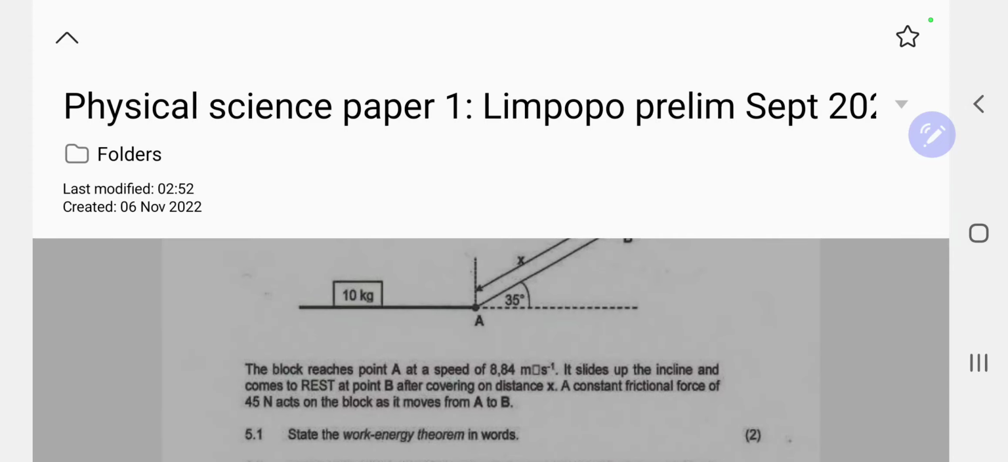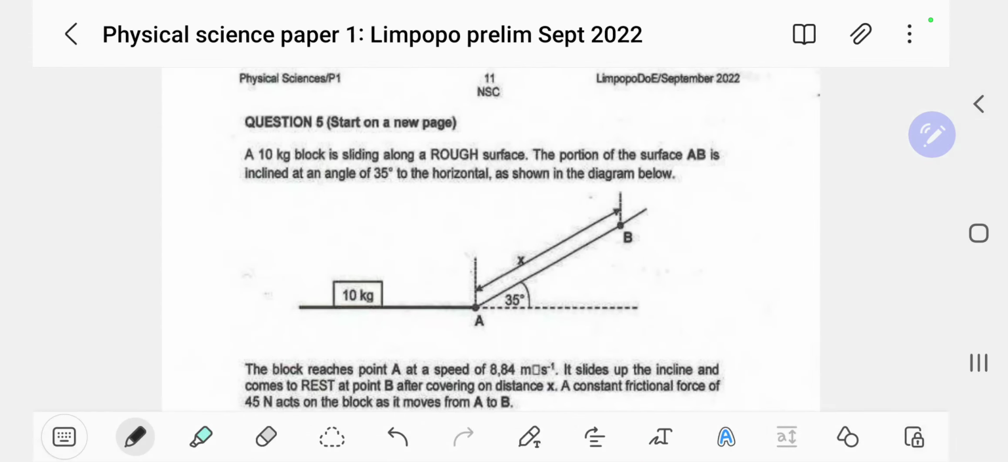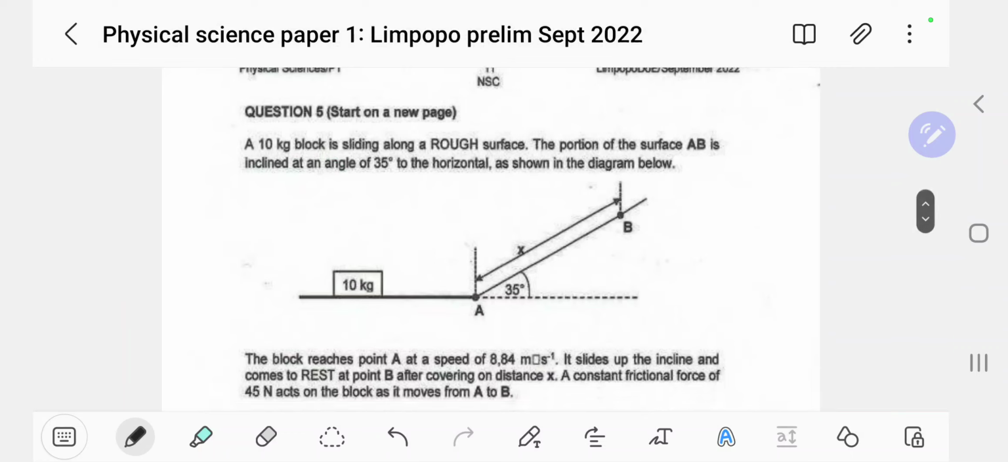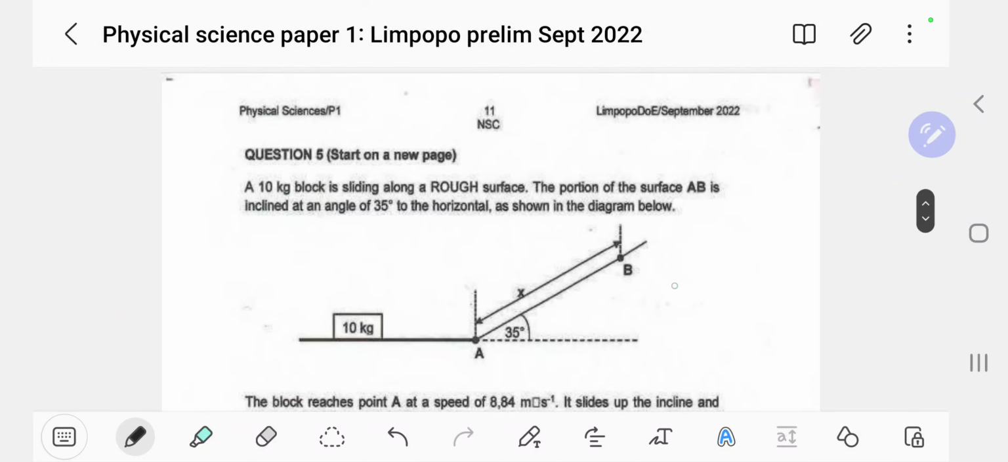What are you doing? Okay, guys, hey, I'm taking forever now, and I'm making mistakes too. All right, let's just get to this diagram.